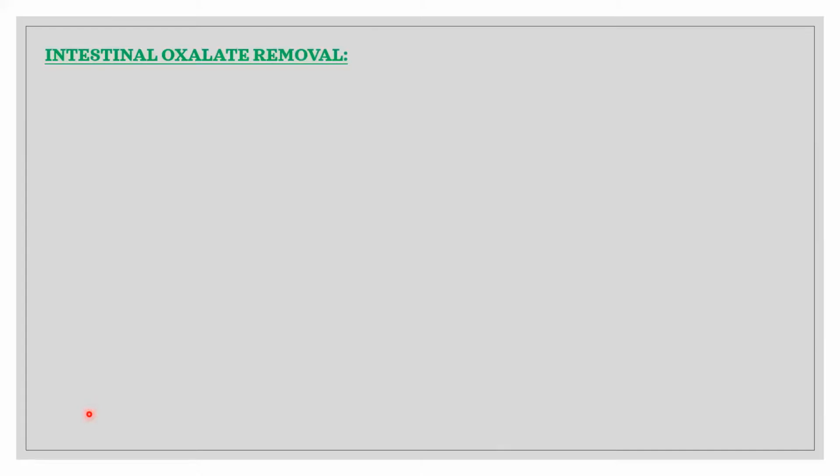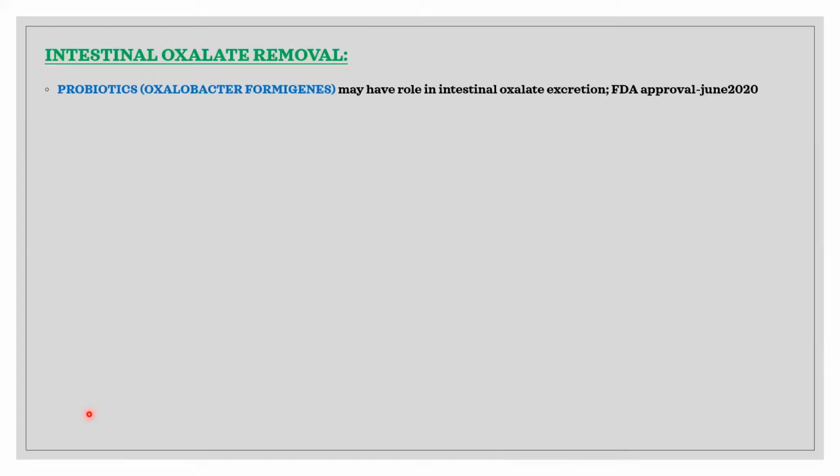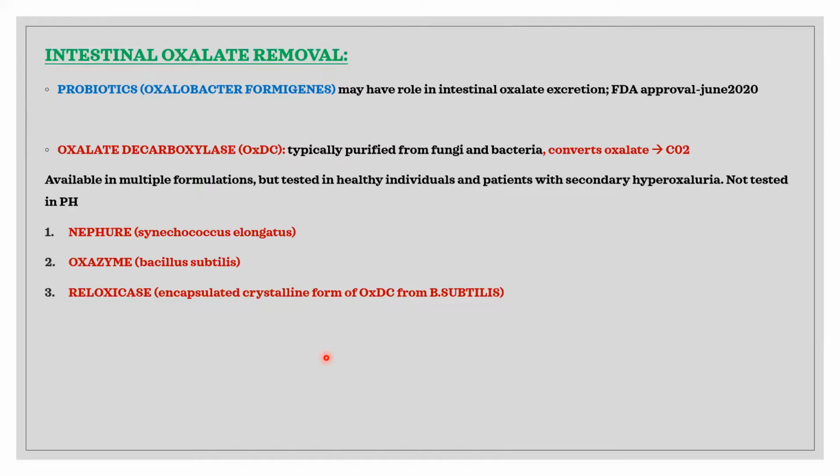To remove intestinal oxalate, we can give probiotics like Oxalobacter formigenes, which was FDA approved in June 2020, or we can give oxalate decarboxylase enzyme, which is typically purified from fungi and bacteria and converts oxalate to carbon dioxide. There are multiple formulations available. Of these, Nephure, where this enzyme is isolated from Cyanococcus elongatus bacteria, and Oxazyme, which is isolated from Bacillus subtilis. Reloxaliase is an encapsulated crystalline form of oxalate decarboxylase enzyme from Bacillus subtilis.